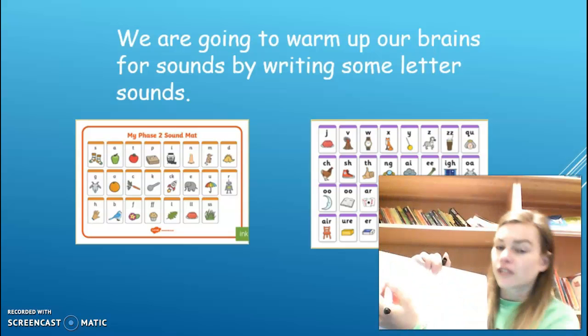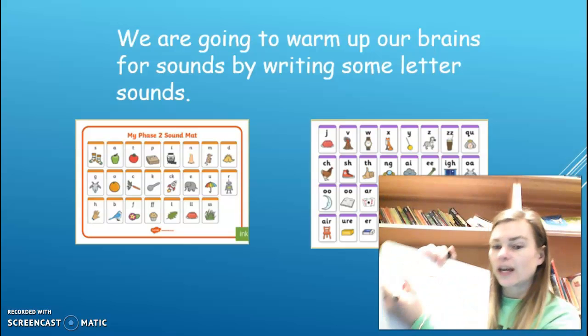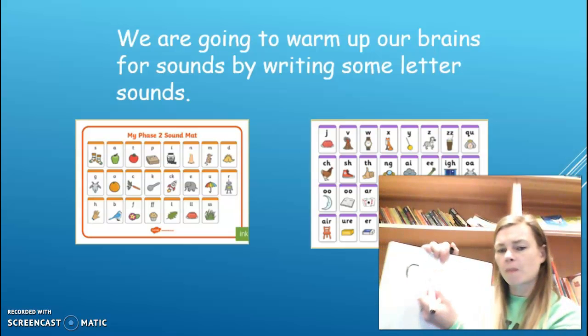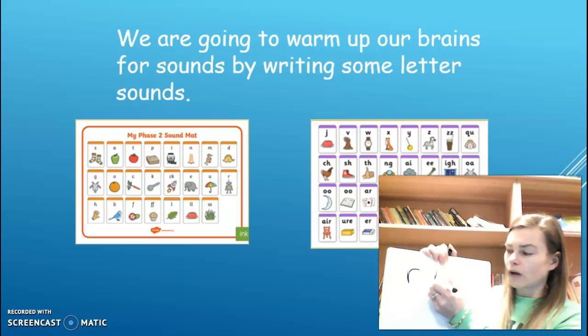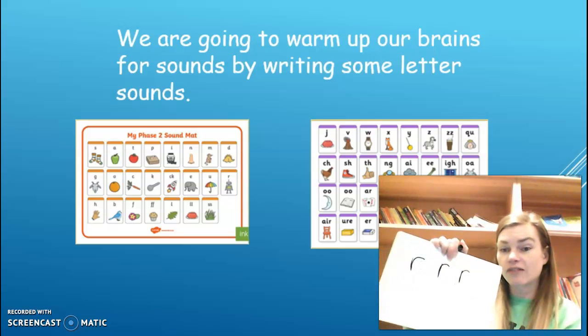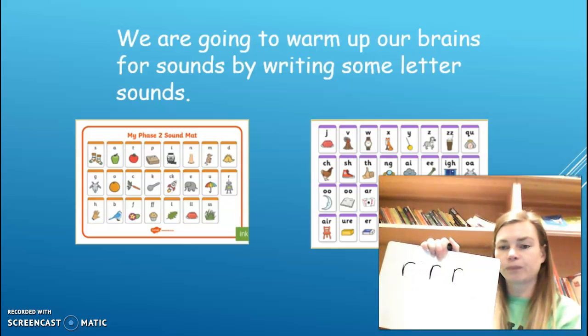Okay, so the first one I would like you to write today is a... Can you write down the letter that makes the sound, please? So reception class looks like this. We go down, up, and curve. Down, up, and curve. So if you hadn't done that, you can just have a try at that for me now.